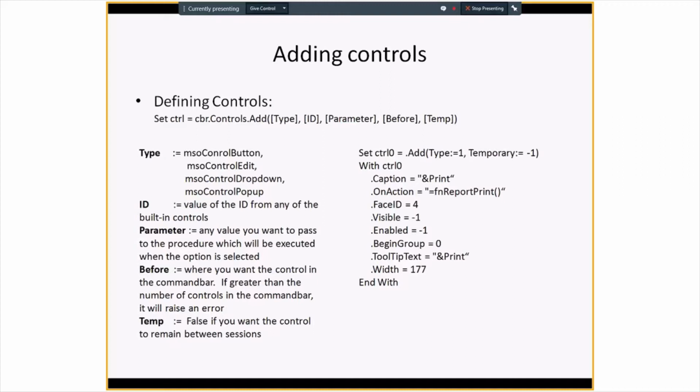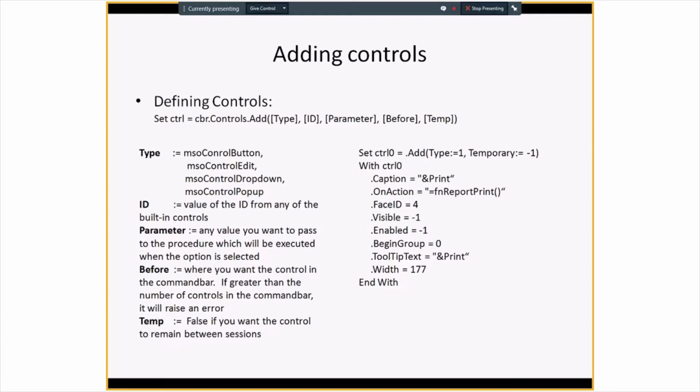The before argument is basically telling Access where you want this control within the list of controls in that menu. If you say before item is 1, then it's going to put it at the top of the stack. The downside is that at the time you're creating this, you may not know how many items there are in the stack, and if you give it a before value of 10 and there's only 8 items in the stack, then it's going to raise an error when you run this.